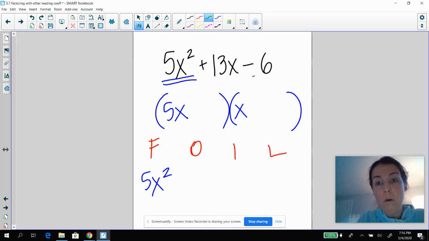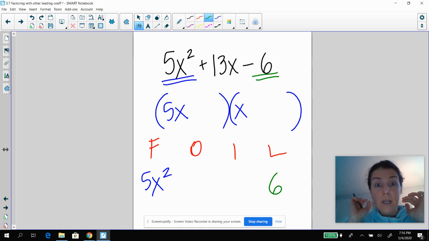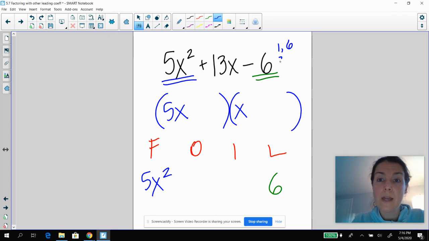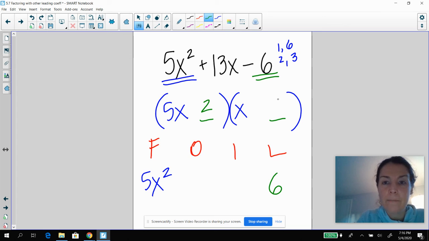And then you know what goes last has to be a 6, a negative 6 technically, but don't worry too much about that yet. All right, so now we've got to find factors of 6. So we've got 1 and 6 and 2 and 3. So I don't know, let's try 2 and 3 because 1 and 6, I don't like how that feels. So let's put in 2 and 3 here.